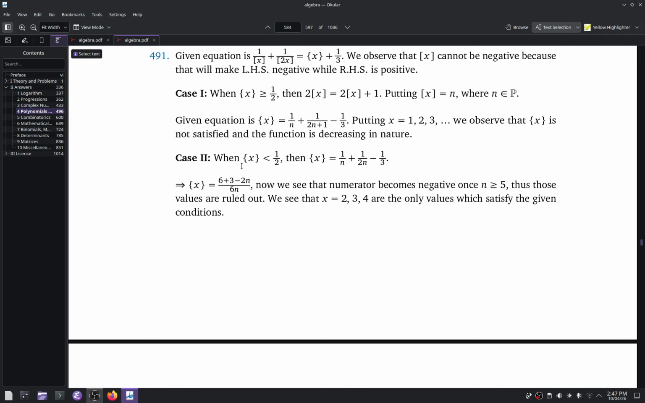Now we take the second case, that the fractional part is less than half. So the fractional part becomes 1 by n plus 1 by 2n minus 1 by 3. So it is basically 9 minus 2n by 6n. So again you see that the numerator becomes negative once n is greater than or equal to 5. So those values are ruled out. So you also see that x equal to 2, 3, 4 are the only values which satisfy the given equation. So that's how we arrive at the solution of 491.